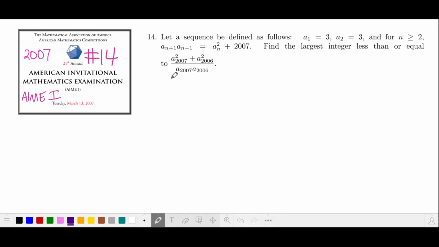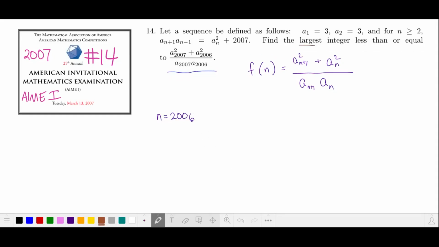Let's define a function that looks something like this expression here. So we'll let f of n be the square of a sub n plus 1 and the square of a sub n over their product. So we're interested in n is 2006, and finding the largest integer less than or equal to means we want to find the floor of f of 2006.